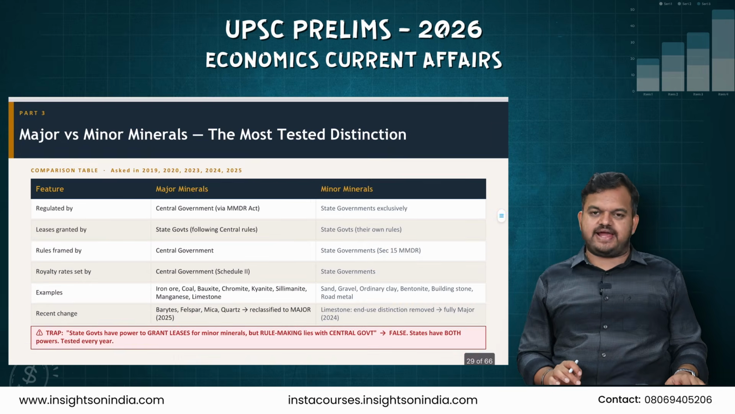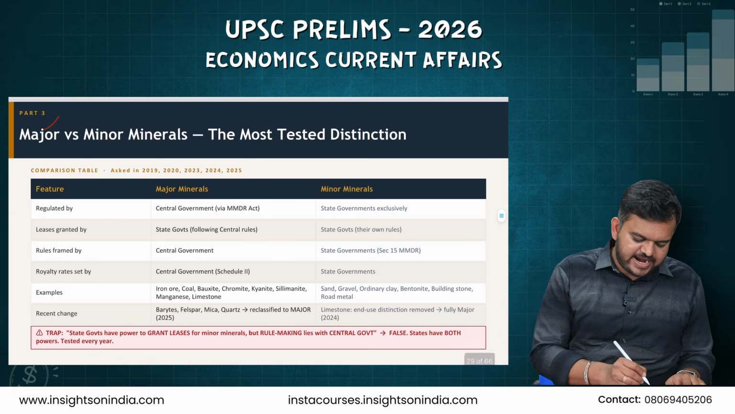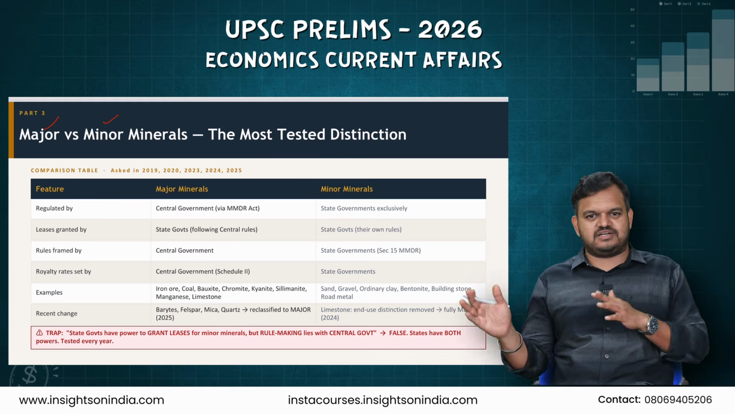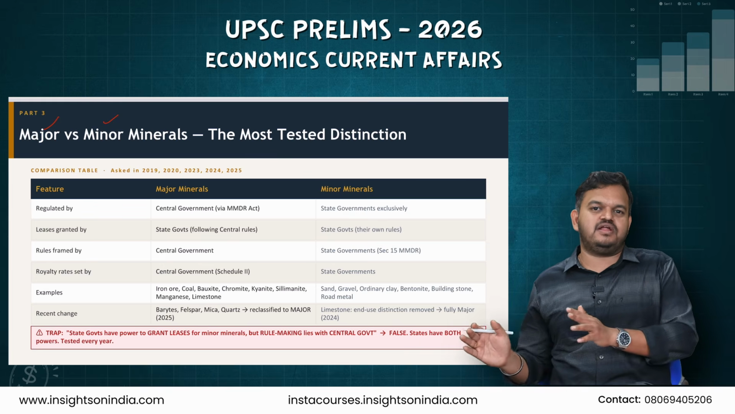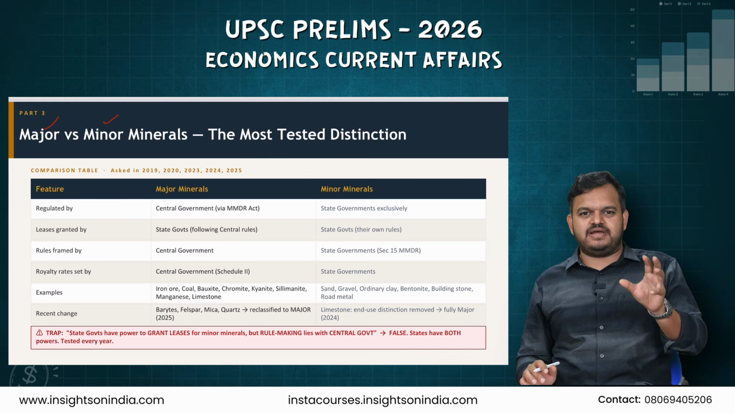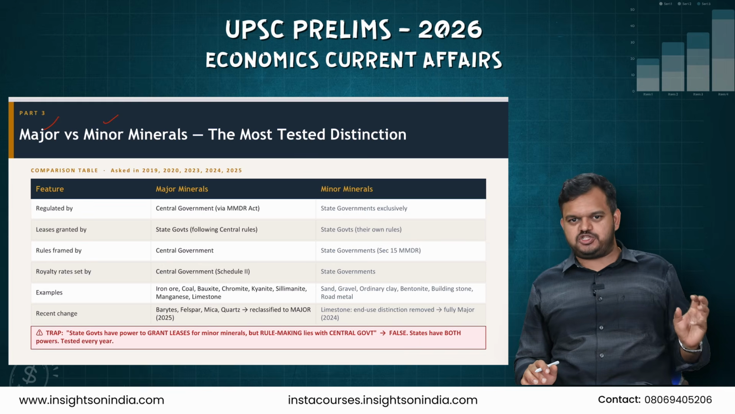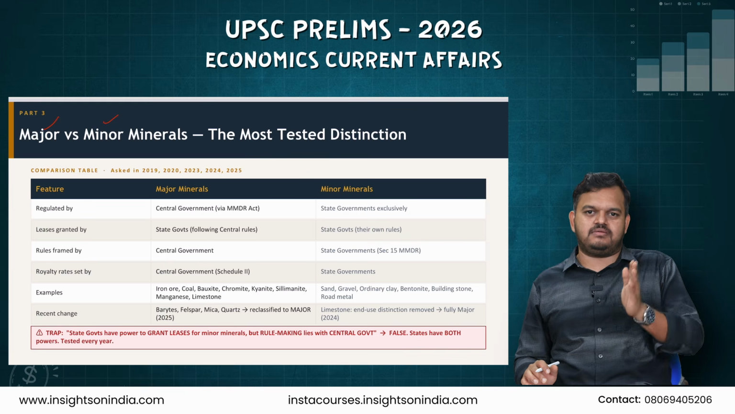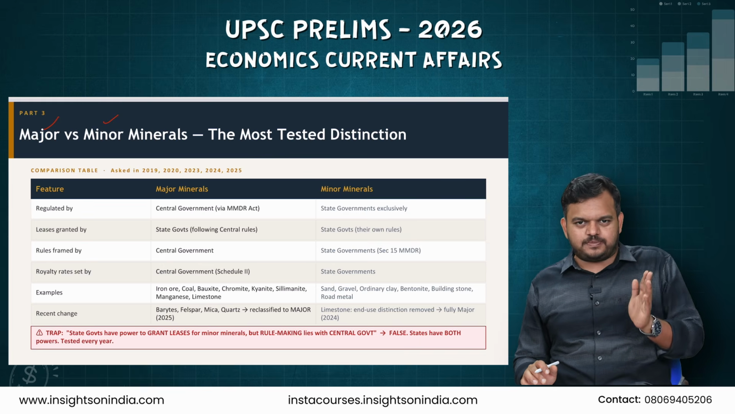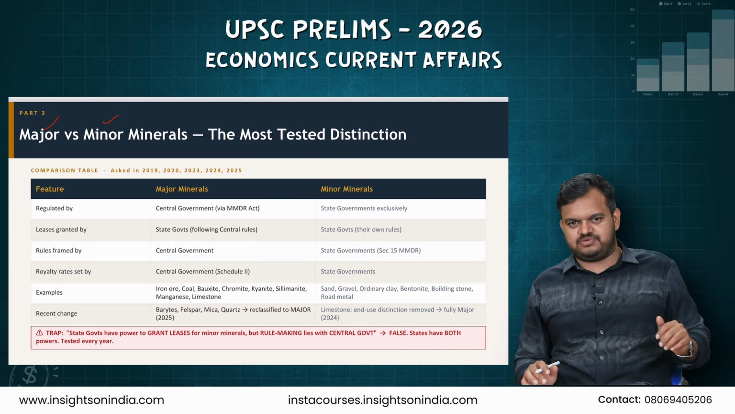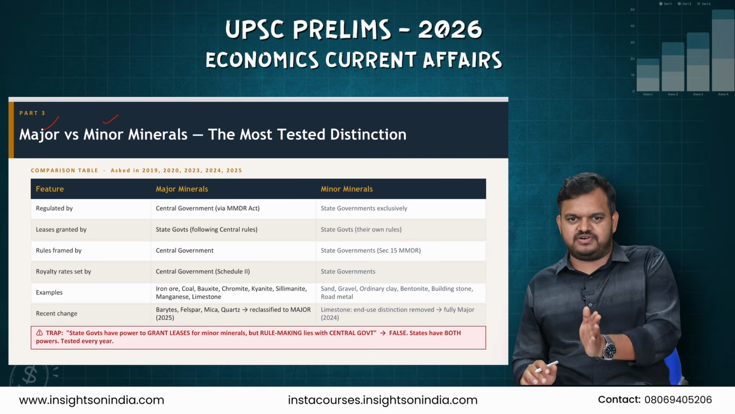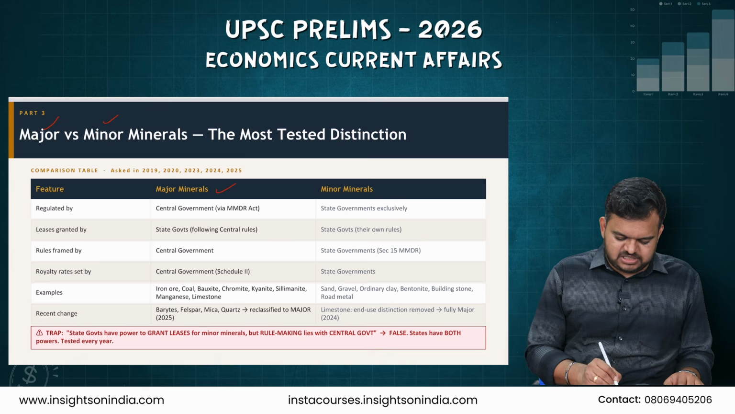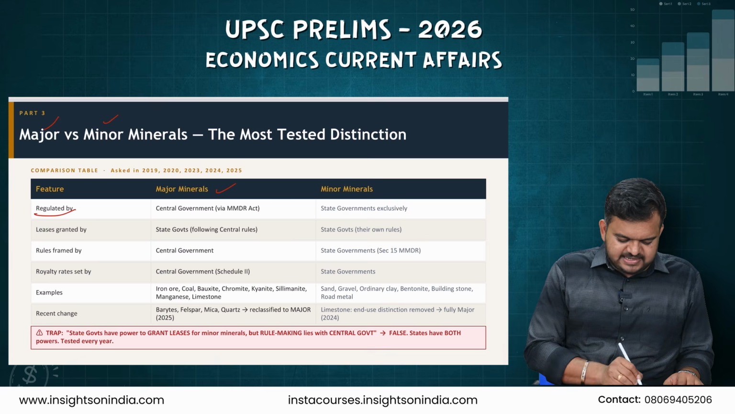So what are the major and minor minerals? The word major and minor means it is not something related to the size of the minerals or the abundance of the minerals, but major means economic importance. That's all. The minerals which are economically important, they are classified under major minerals. Those minerals which are not so much of importance with respect to economy, they are classified under minor minerals. Okay. So when I talk about major minerals, who regulates them?